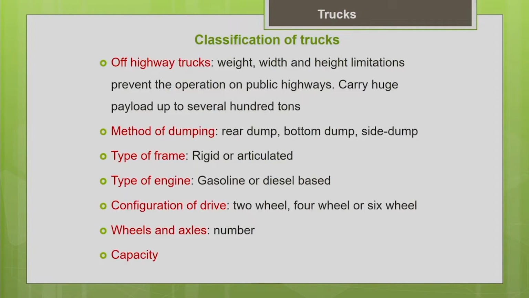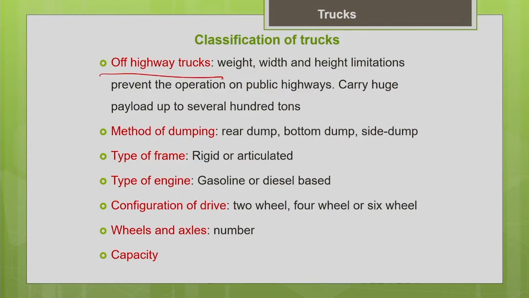In different contexts we can have different types of classification of trucks. Some trucks are permitted on the highways, but some trucks are not permitted on public highways. Those which are not permitted, we call off highway trucks. Why are they not permitted? Because their weight, width and height are beyond the limitations permissible for public highways. These are very huge trucks whose weight, width and height are too high. But obviously the advantage is that they can handle huge capacity.